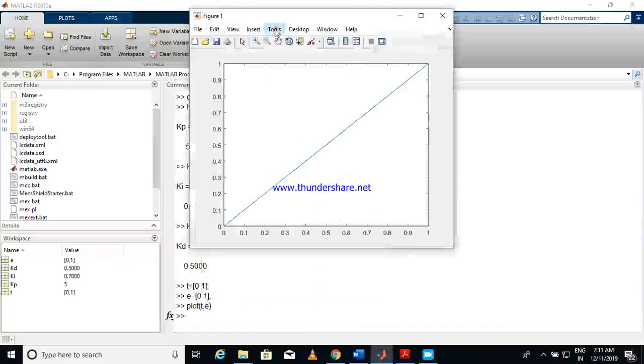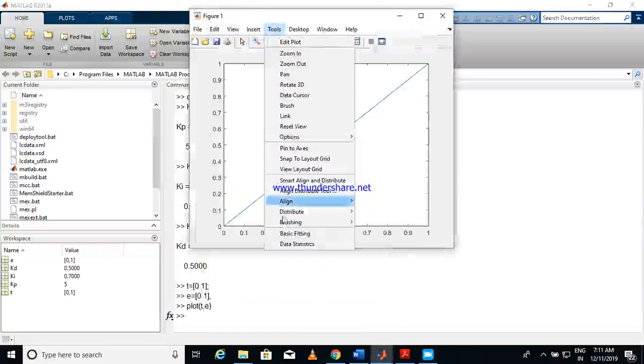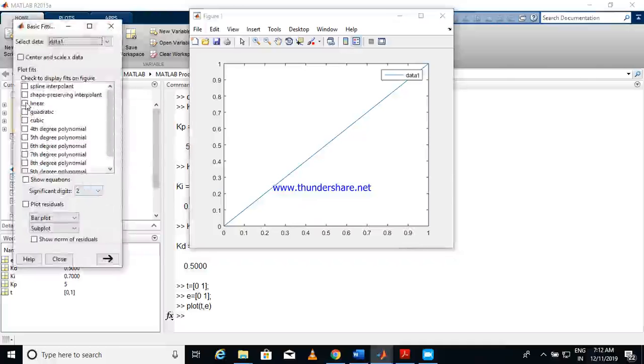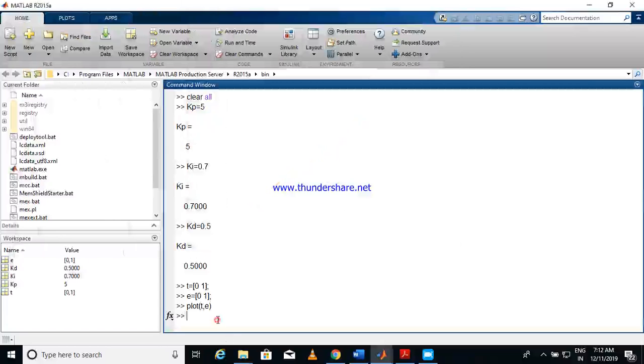Now I am going to tools, then basic fittings. Here this is a linear equation, and show equations. You see, it is y equal to x. That means the equation is E equal to t, where y means the y-axis, E, and x means t. So for the segment t between 0 and 1, the equation is E equal to t.